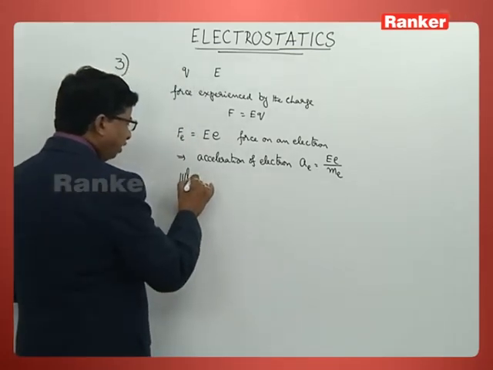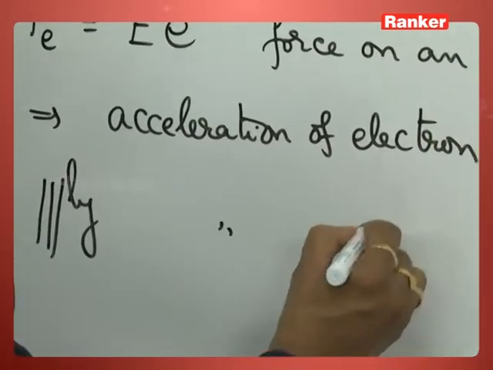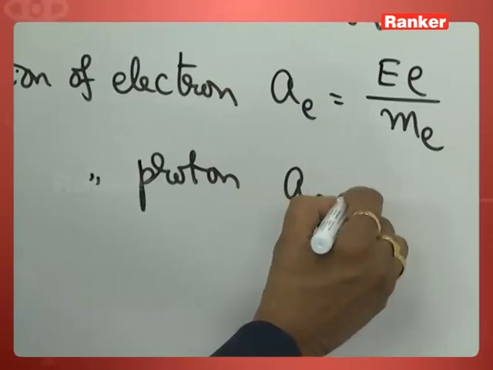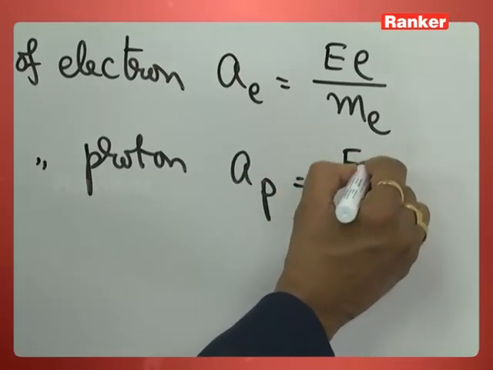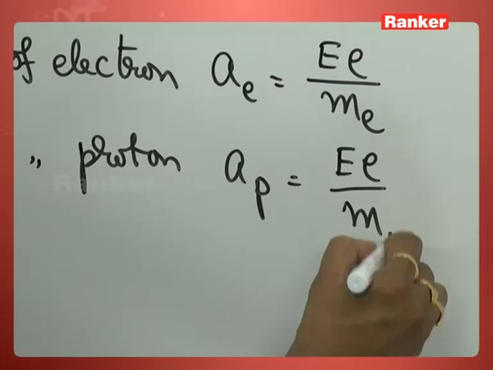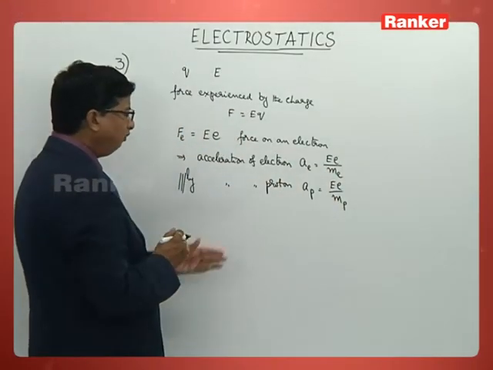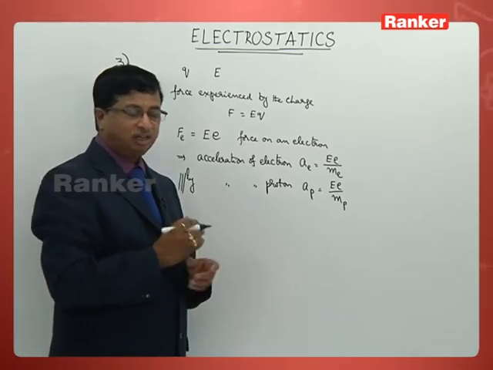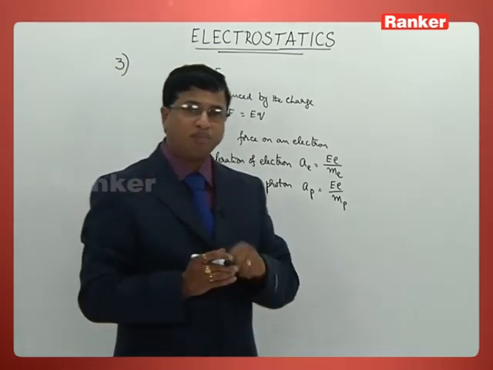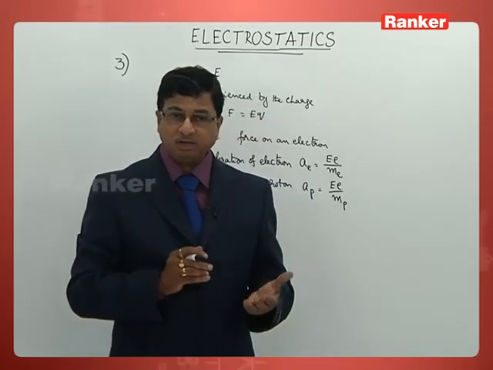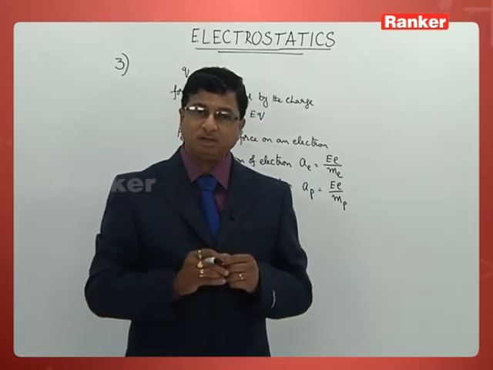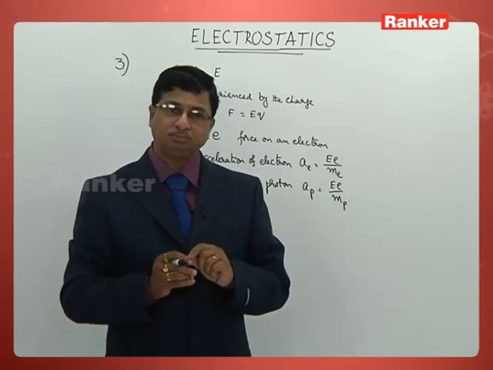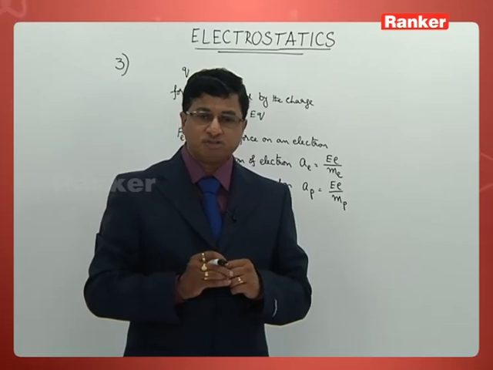Exactly in the same manner, the acceleration of a proton can be rewritten as E into E by mass of proton. In fact, why should we take this acceleration here? He has given a wonderful clue in the problem. Both the electron as well as the proton have traveled the same distance through the field. That's very clearly mentioned.